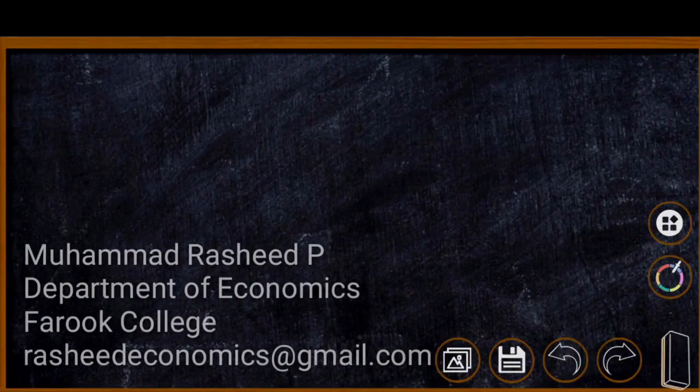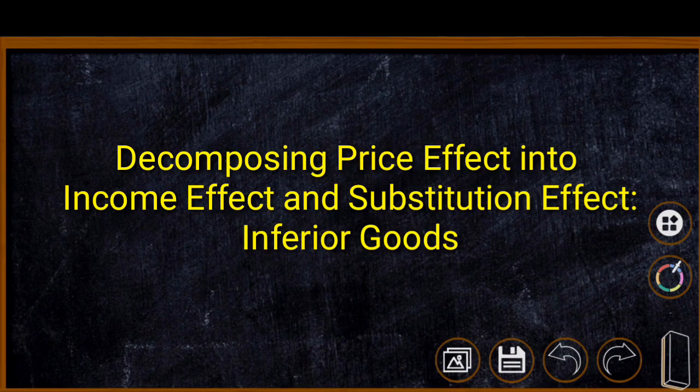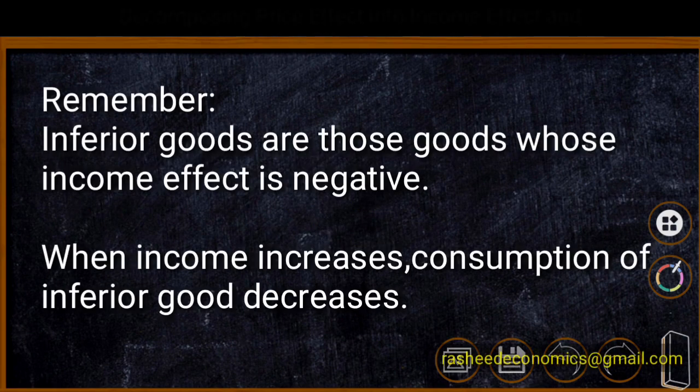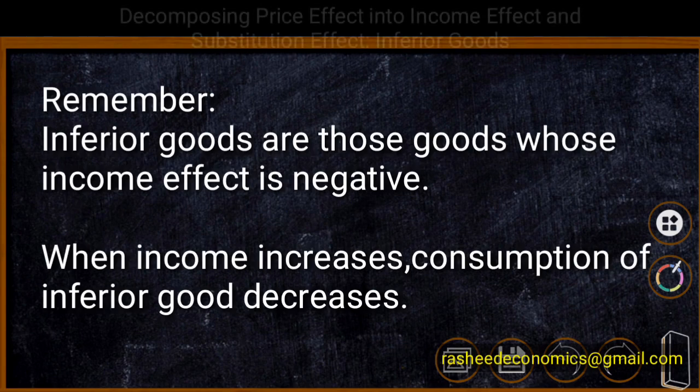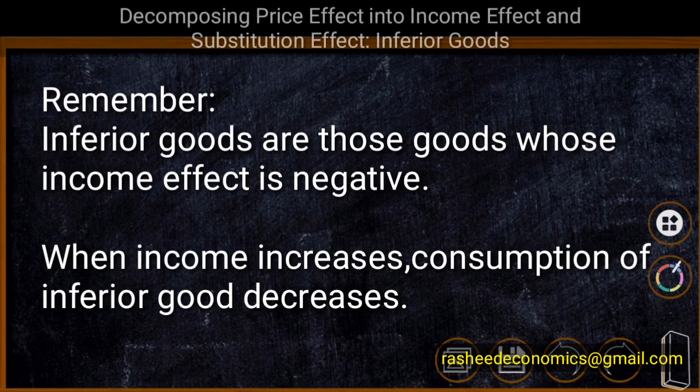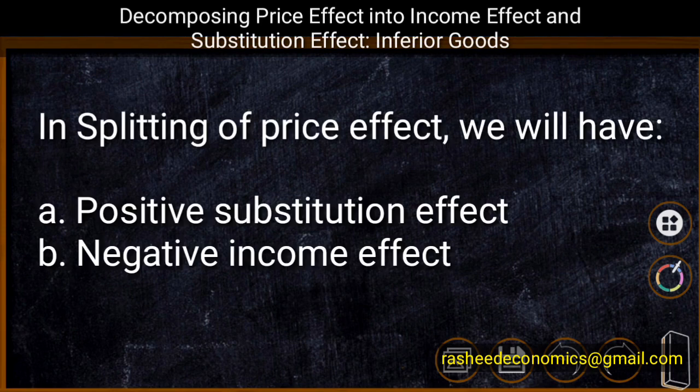Hello students. Today in this video we are going to learn about the separation of price effect into income effect and substitution effect in case of an inferior good. We know that inferior goods are those goods whose income effect is negative. Therefore, in splitting up of price effect into income effect and substitution effect, we are marking a negative income effect and a positive substitution effect.